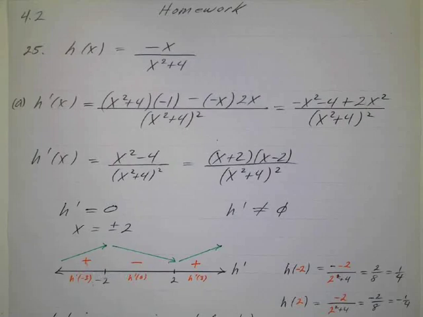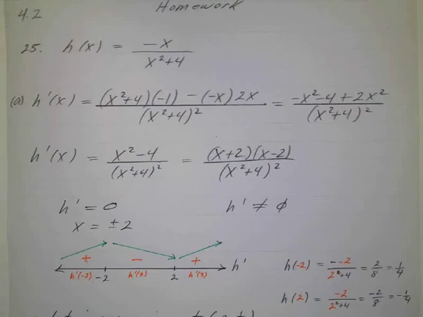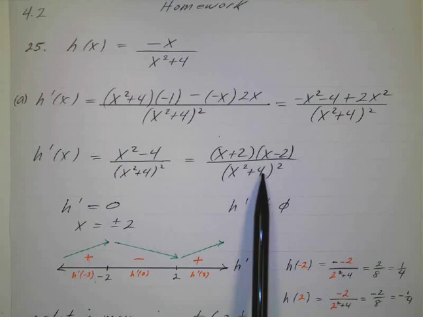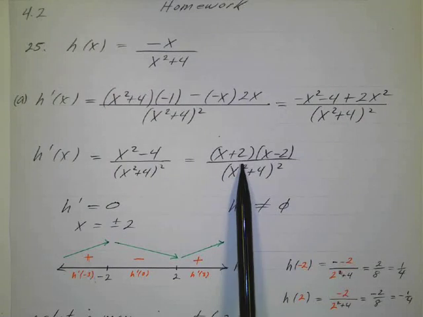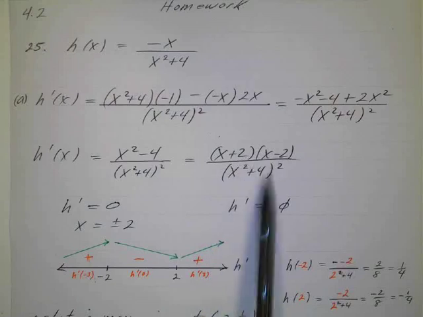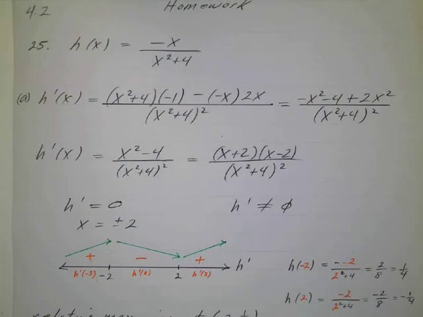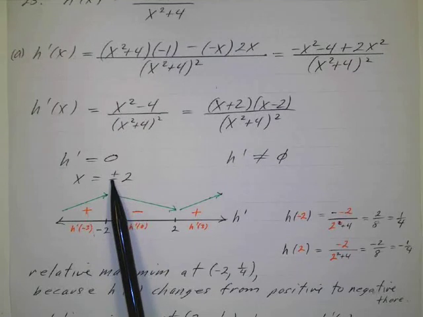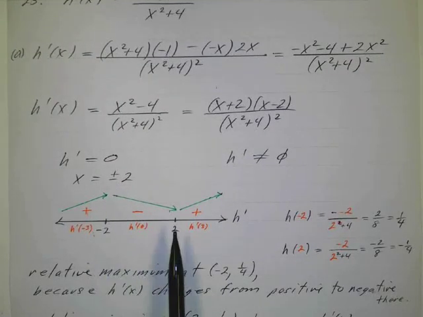So that was nice. Okay, where is it going to be undefined? It's going to be undefined whenever the bottom is 0. Well, the bottom will never be 0 because x squared is always positive, and the smallest it could be would be 0. So I will always have at least 4 on the bottom. So it's not going to be undefined. So these are my critical numbers, positive and negative 2.